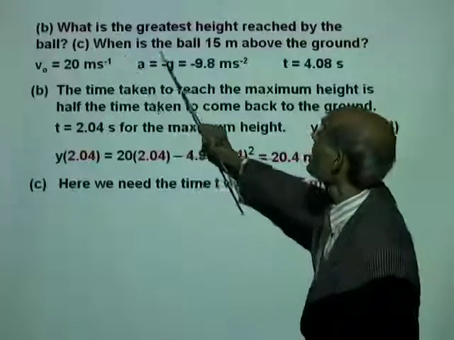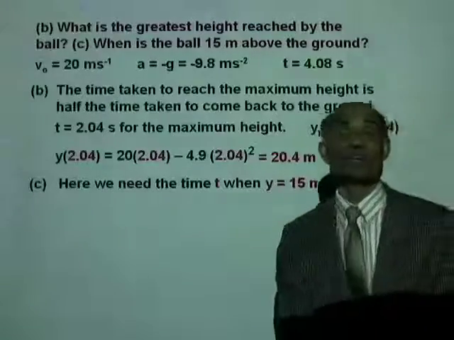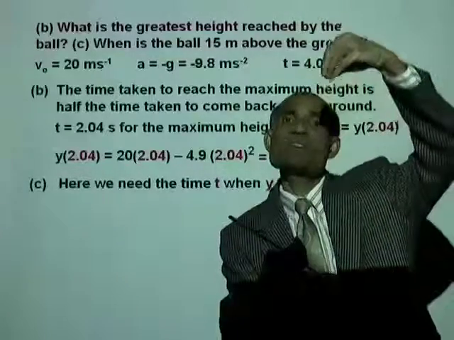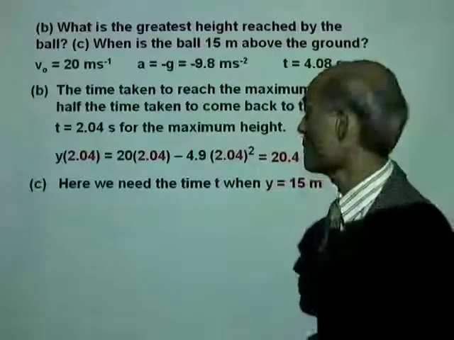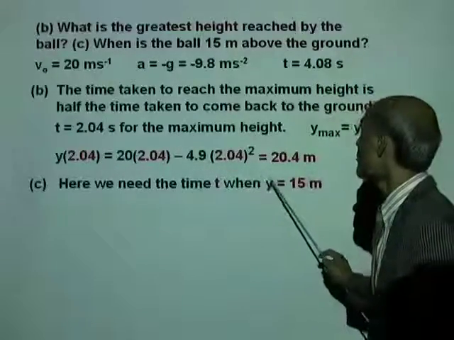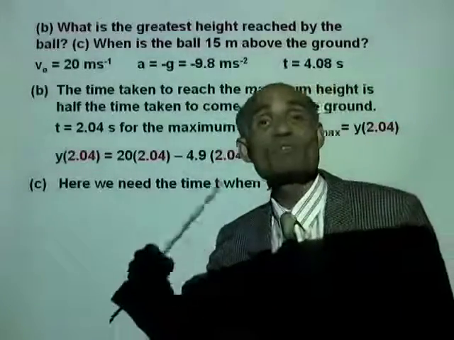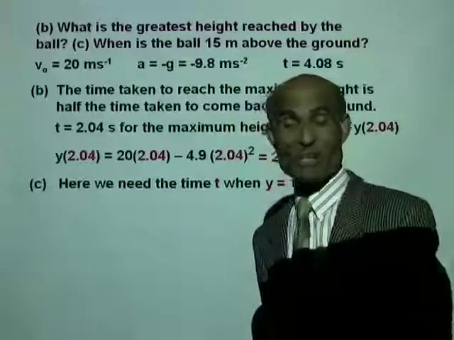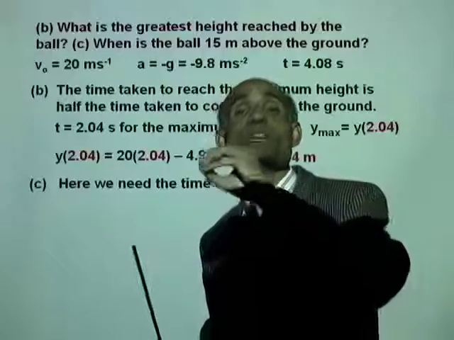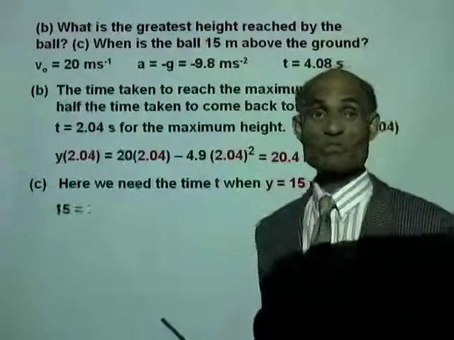Now see, when is the ball 15 meters above the ground? In other words, what is the time taken by the object to be 15 meters from the ground? That means here we need the time when y equal to 15 meters. So here again we will write the position function. What is our position function? y of t is v0t minus 1/2 gt squared. That is the position function.